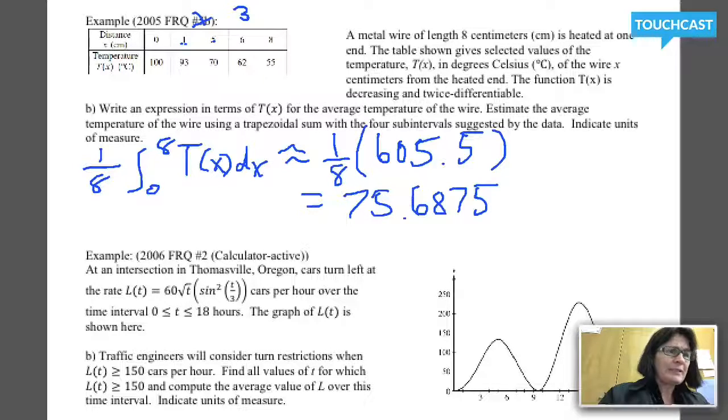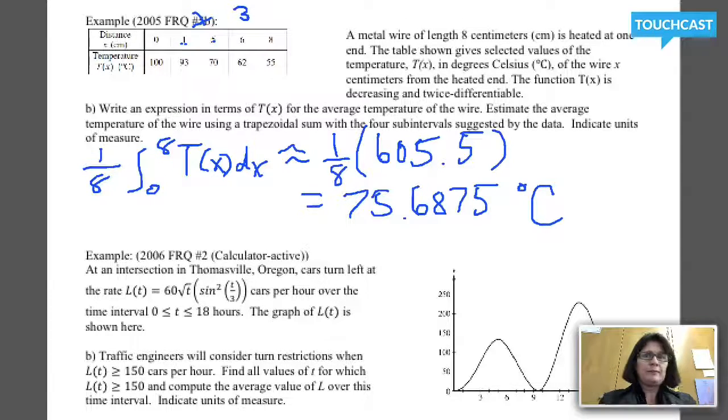So the next thing we have to talk about is units. So your units should make sense. Feel free to ask yourself this question: what do I think the units are on average temperature? Well, temperature is measured in degrees, in this problem at least, in degrees Celsius. So this is in fact degrees Celsius. How could you prove that that's right?